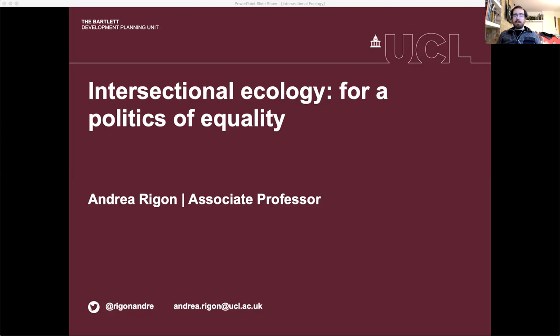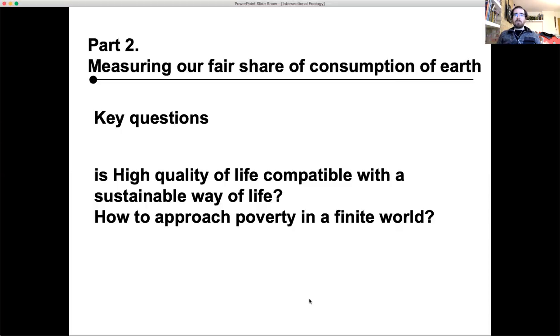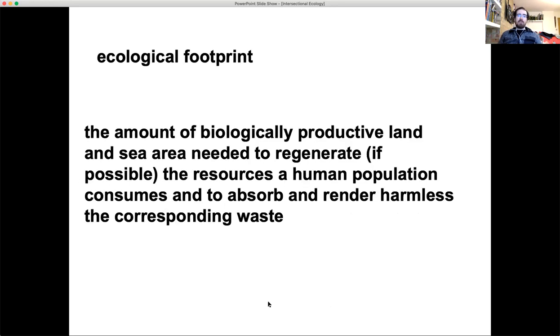In this second part of the lecture, our overarching question is: is high quality of life compatible with a sustainable way of life? How to approach poverty in a finite world? An interesting tool for understanding the problem is the concept of ecological footprint, which measures human demand on nature.